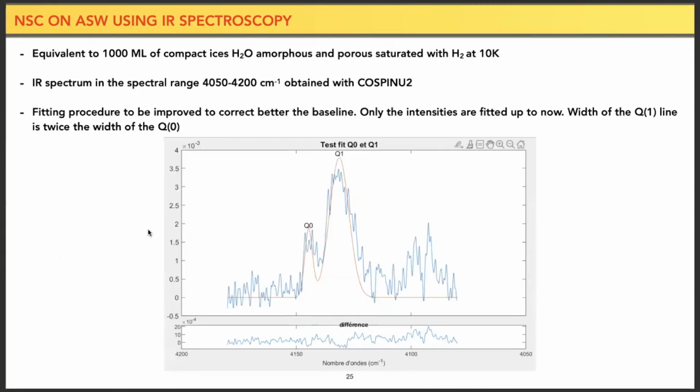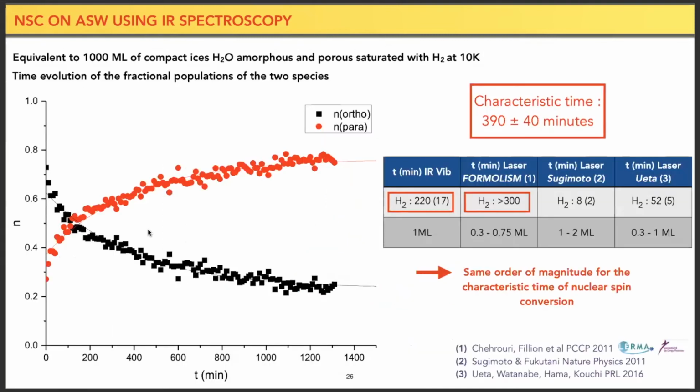This is the fitting procedure to analyze the intensities. We just need to improve it to correct the baseline better. But we can see that the width of the ortho line is twice the width of the para line.